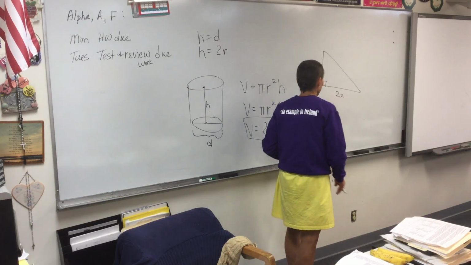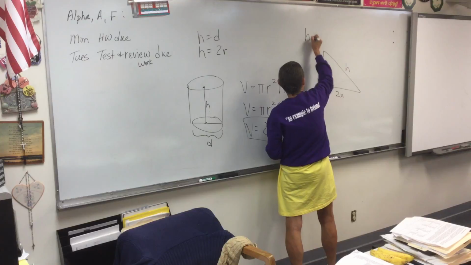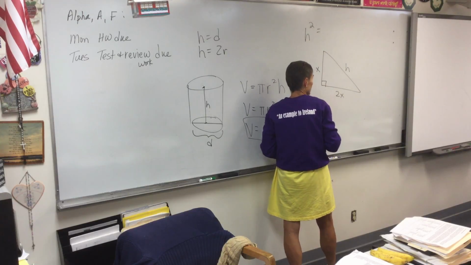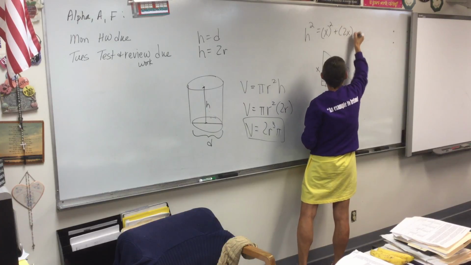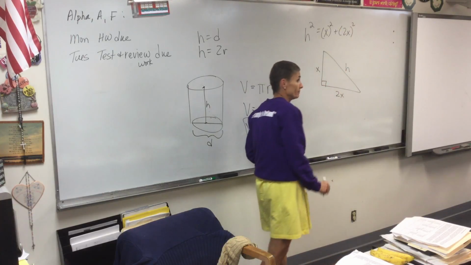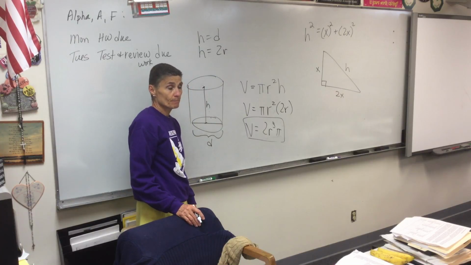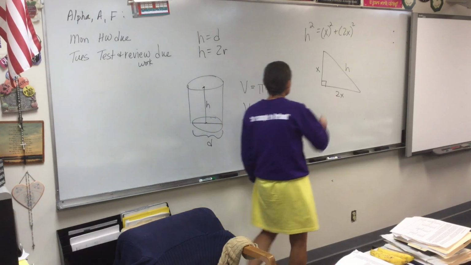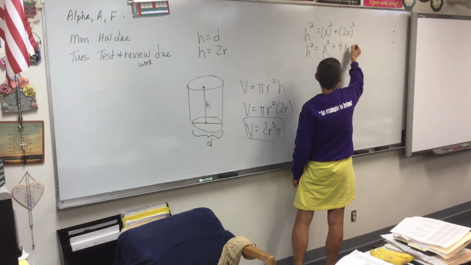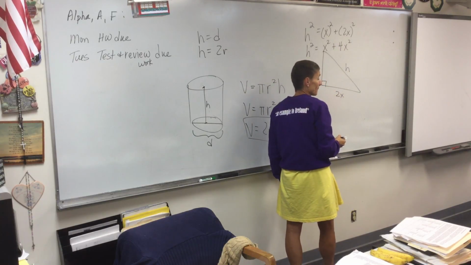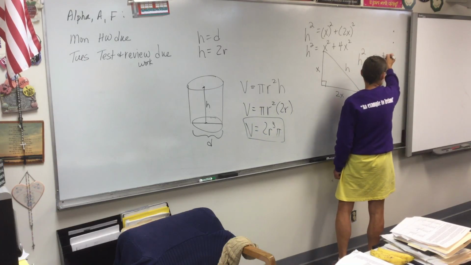All right, so here we go. I'm going to do my hypotenuse. H squared equals x squared plus 2x squared. Would you agree with that? Handy dandy Pythagorean Theorem. So h squared equals x squared plus 4x squared. H squared equals 5x squared.